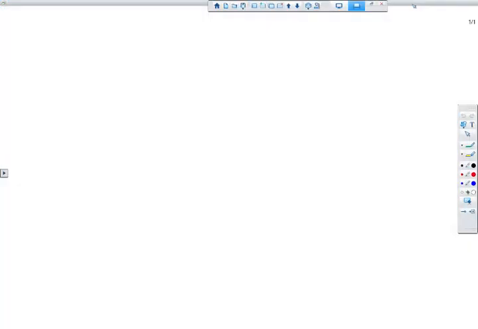Hello. Today's topic is the definite integral. So let's write it. We call it the definite integral. In Thomas' book, this is section 5.3, and in the Stewart book, this is section 5.2. Okay.